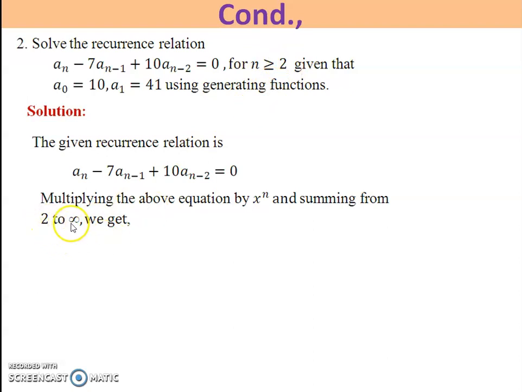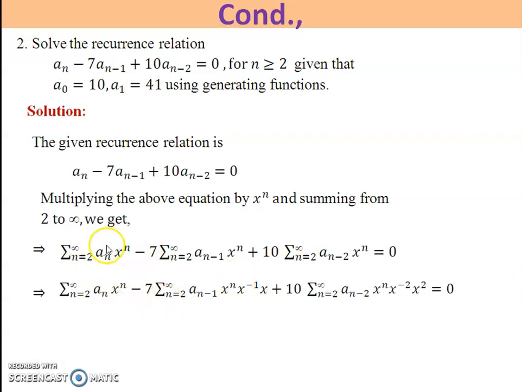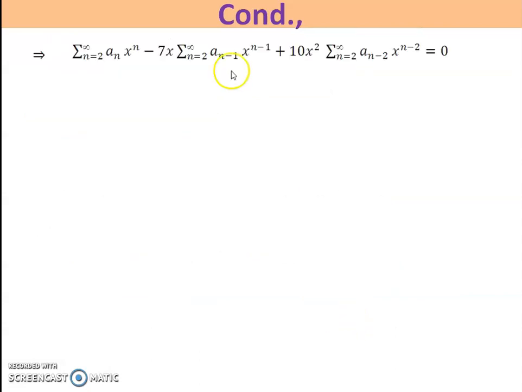So here we multiply by x power n and take summation n running from 2 to infinity. Okay, so here it is not necessary. So here x power n can be written like this. x power n, x power n minus 1, x. Minus 1 is there. Similarly minus 2 is there. So we can split like this. Minus 2, x square. Okay.